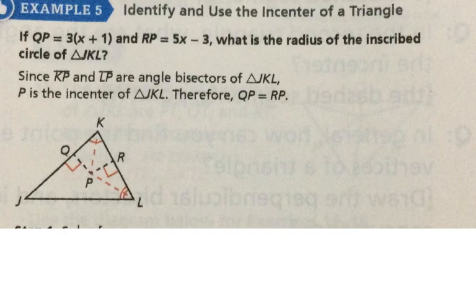Okay, so right here's the kind of problems we're going to have. It says if QP is equal to 3 times x plus 1. So from Q to P is 3 times x plus 1. And R to P is 5x minus 3. You want to know what's the radius of an inscribed circle of triangle JKL?